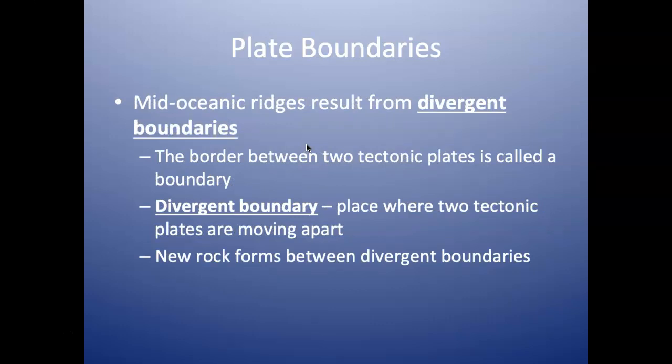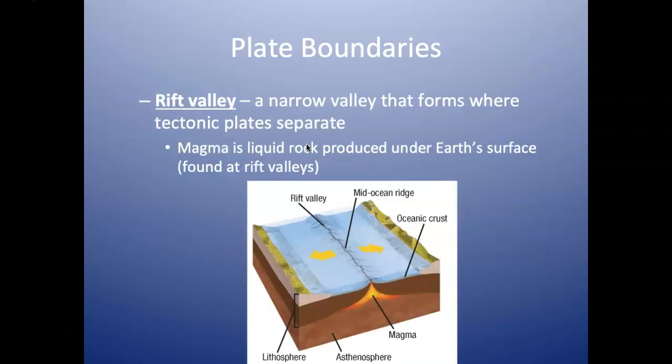The mid-oceanic ridge is going to result from divergent boundaries. So those are going to be boundaries that pull away from each other, or move away from each other. A divergent boundary usually will have new rock that forms, and it's going to be forming from magma that comes up, cools, and then pushes those plates apart from each other. That thus forms what we call the divergent boundary. Usually at these divergent boundaries, you will find your rift valleys.